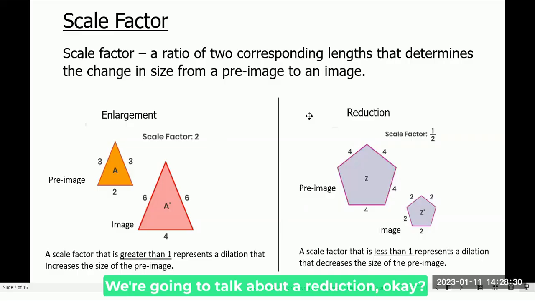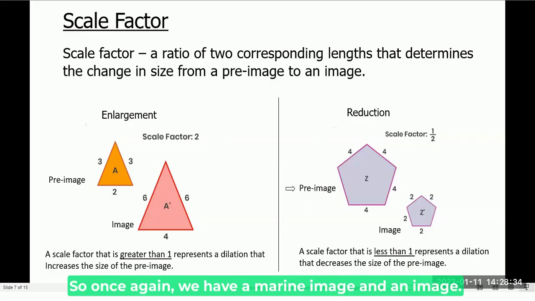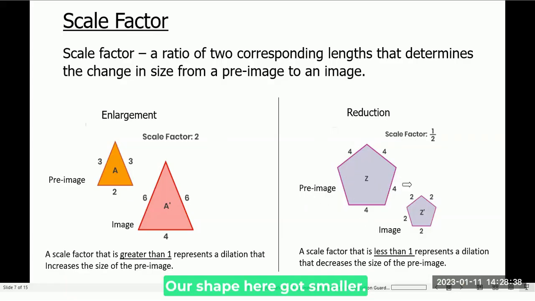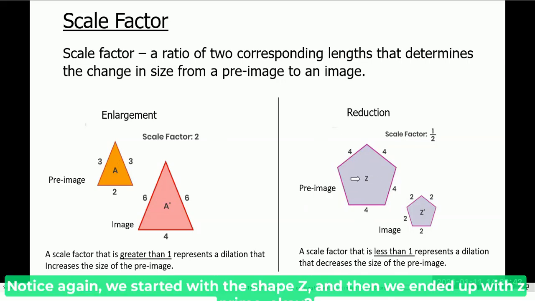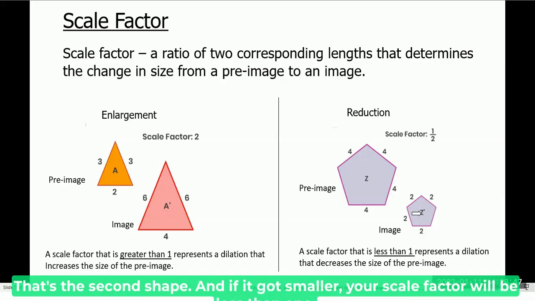We're going to talk about a reduction. Once again, we have a pre-image and an image. Our shape here got smaller. That is right, it is a reduction. Notice again, we started with the shape Z, and then we ended up with Z prime. That's the second shape.